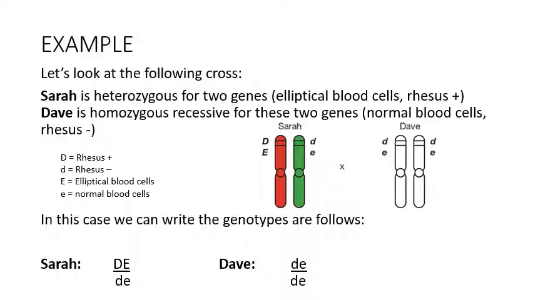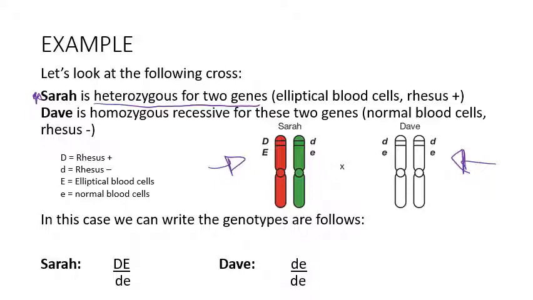So our scenario is we've got Sarah, who is heterozygous. We're told Sarah is heterozygous for 2 genes, elliptical blood cells and rhesus positive, and Dave is homozygous recessive for these 2 genes. In this case, we can write the genotypes as follows. The reason that we can write the genotypes this way is we have been given images of both Sarah and Dave's chromosomes so that we can see their specific allele combinations on each of those chromosomes.